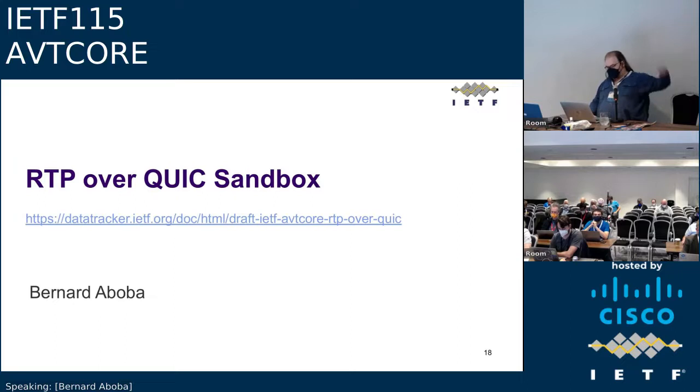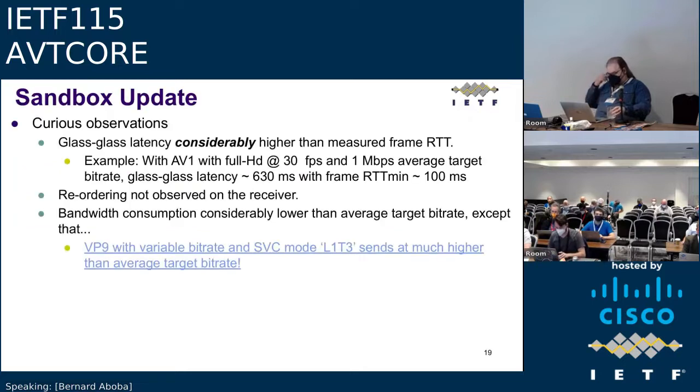Yeah. So at the interim meeting, we basically talked about a little sandbox where we could experiment with RTP over QUIC in JavaScript. So next slide. There were some curious observations. A few things were that, first of all, the glass-to-glass latency was considerably higher than the measured frame RTT, and there was noticeable lag when you went to high resolutions like full HD at 30 frames and a megabit average target. I was measuring like 630 millisecond glass-to-glass latency with a frame RTT of 100 milliseconds. So that was a little curious.